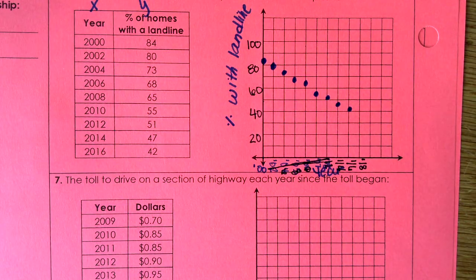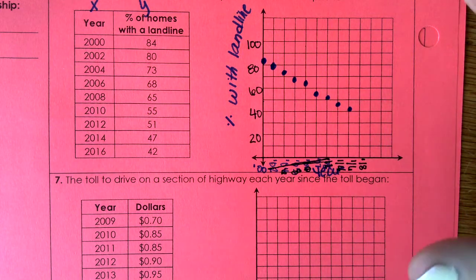Well, yes, this is a scatter plot, but this creates a pretty straight line. So what kind of relationship does, as the years went on, have with the percent of people with landlines? This is negative.